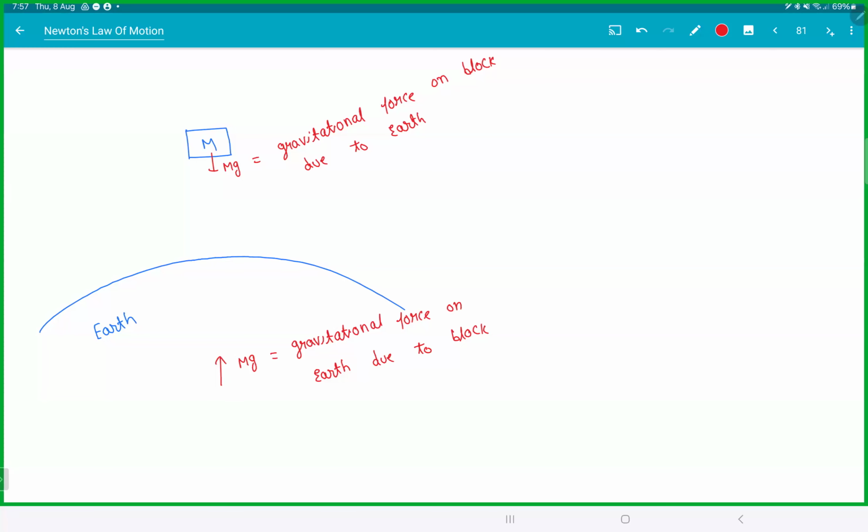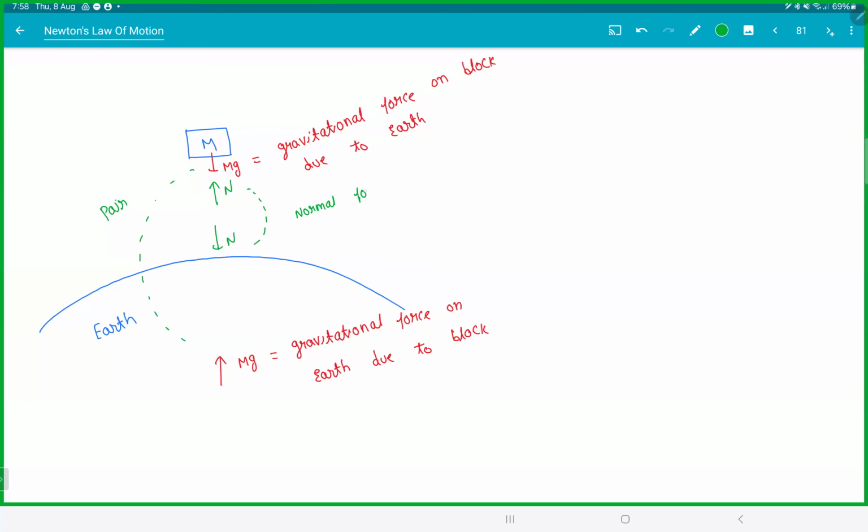Are you getting it? Who is pulling the block down? The Earth. So the block also pulls it up. So these two are a pair. Now look at this. Mg both are equal, yes. Opposite, yes. Different bodies, yes. Same nature, yes. These are a pair. Now if you look at the normal reaction, this is N and this is N. The molecules on the surface of the block and the ground are repelling each other. There are two repulsions. So these two are the normal reaction between the body and the ground. So this is the pair.